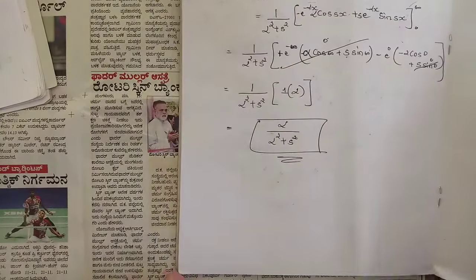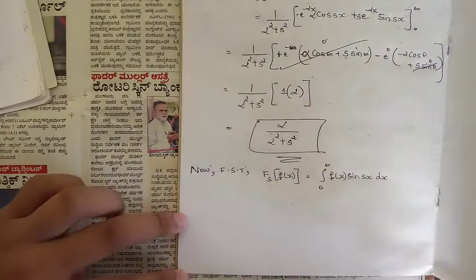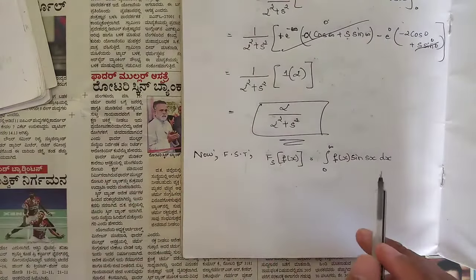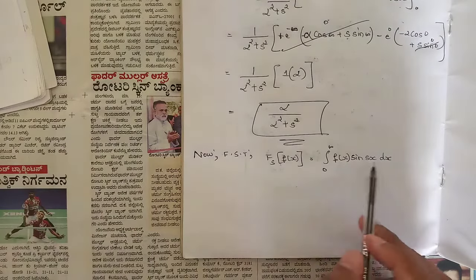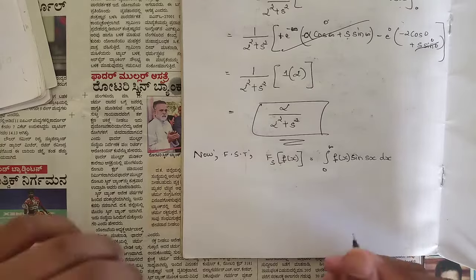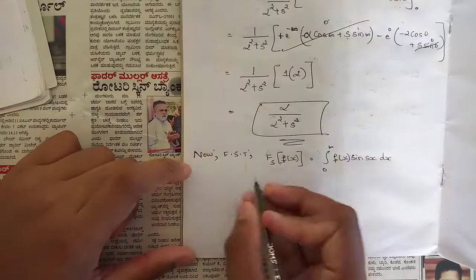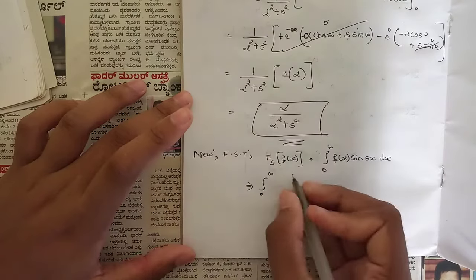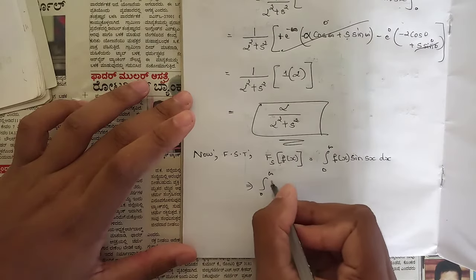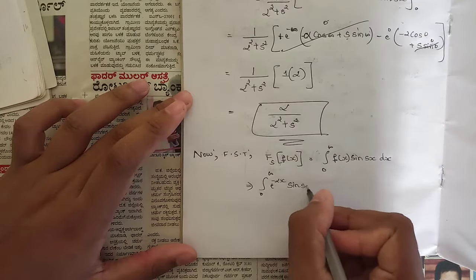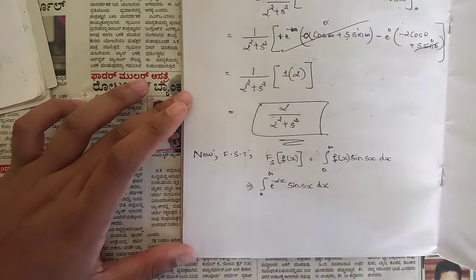So now we are going to find the Fourier sine transform. This is the formula for the Fourier sine transform. Here, in place of cos we are just replacing the parameter with sine, and all the rest remains the same, okay. So now let's substitute the value of f of x, that is the integral from 0 to infinity of e power minus alpha x sin sx into dx, okay.